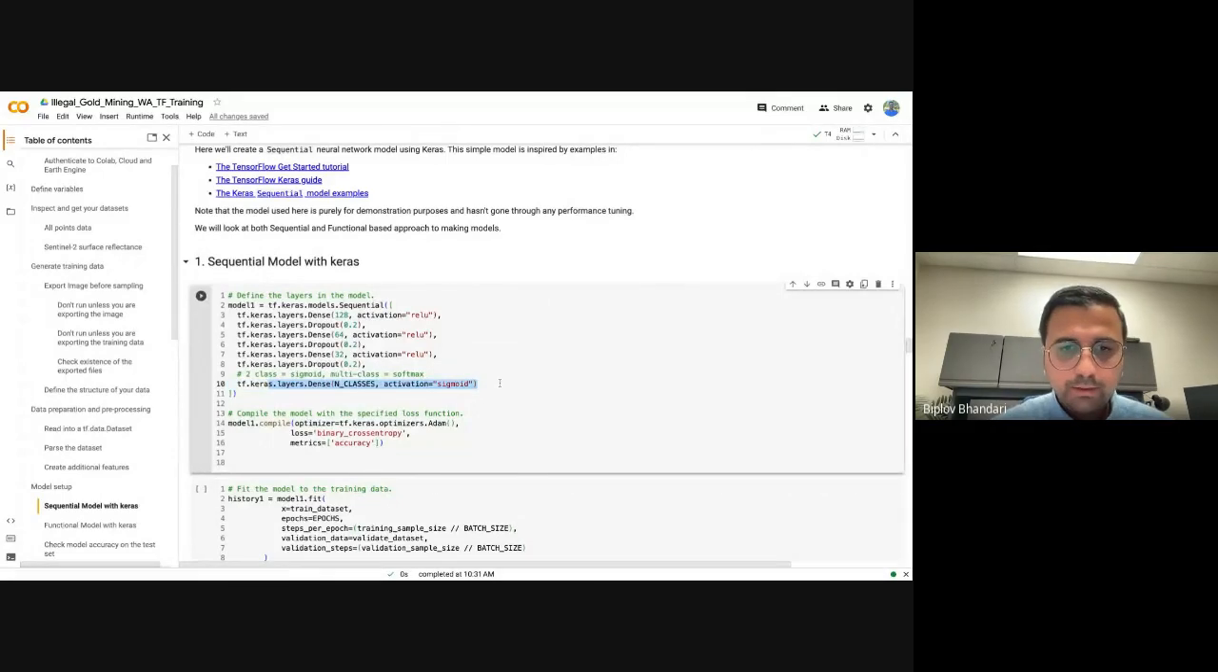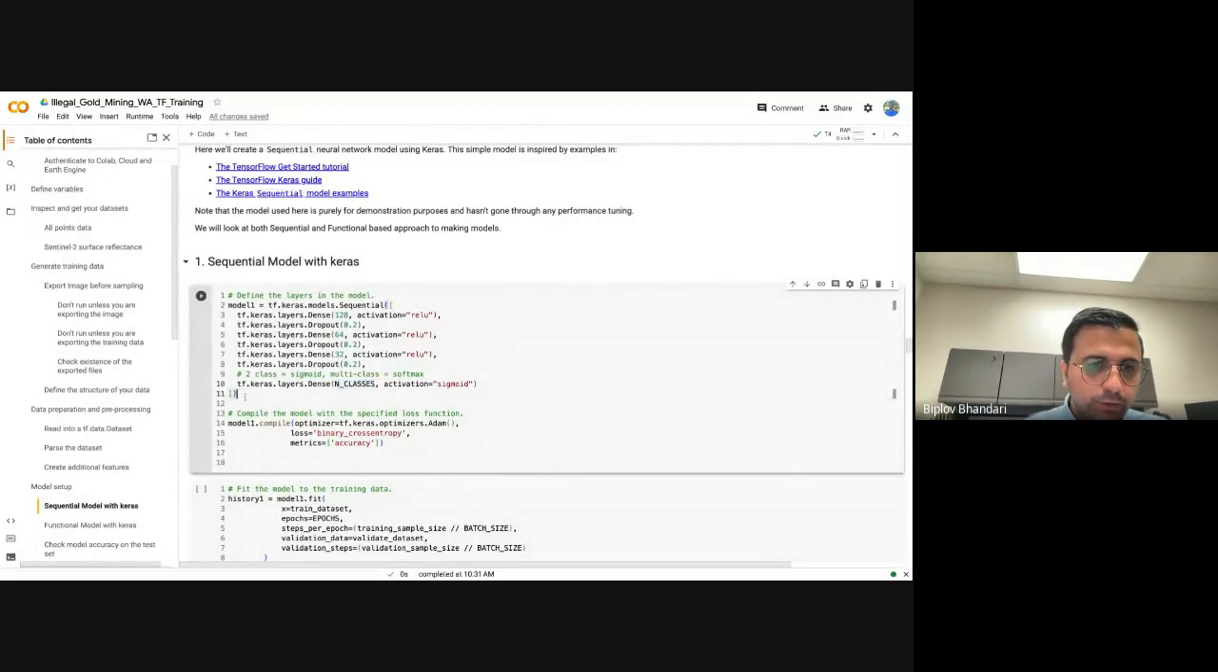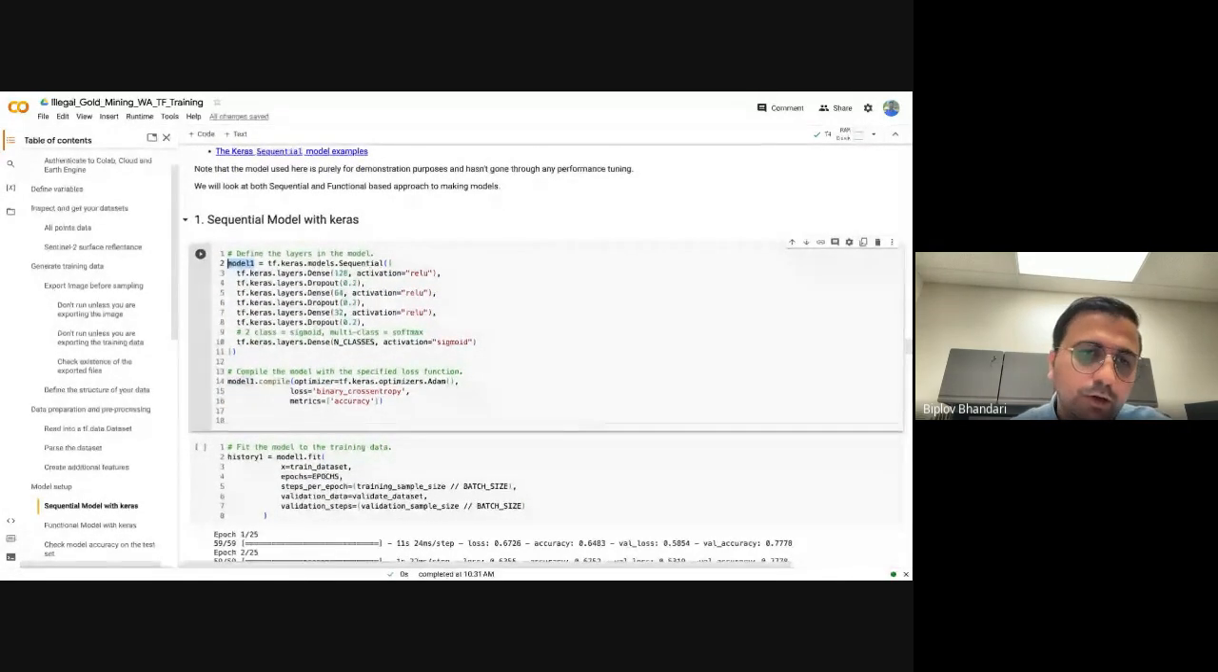So we talked about activation functions before, and in this case I'm using a sigmoid activation. Sigmoid activation, as I mentioned before, produces an output between 0 and 1, which you can take as a probability. That's what's going on here. And we need the final output because we have only 2 classes. So we have defined our model here. I've given it the name model 1 because we'll also look at the functional way, which we'll call model 2.